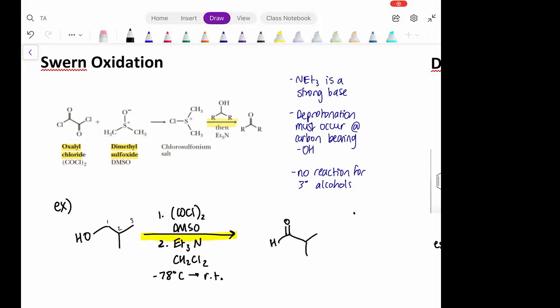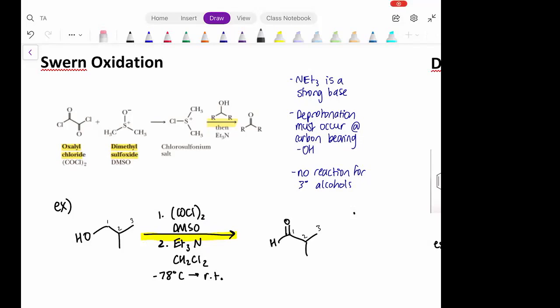And because it's an aldehyde, we're going to have an H over there. And I did make sure to count my carbons to make sure I'm not forgetting anything or adding anything extra. So that would be the product of this reaction, the Swern oxidation. Not too different than what you'd expect from PCC or something else.